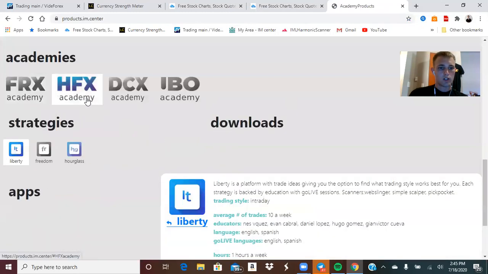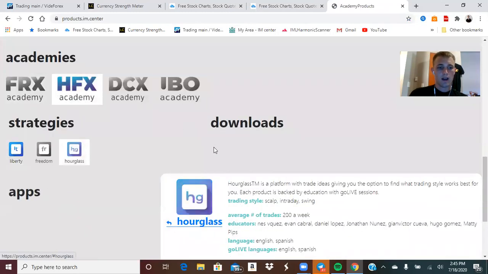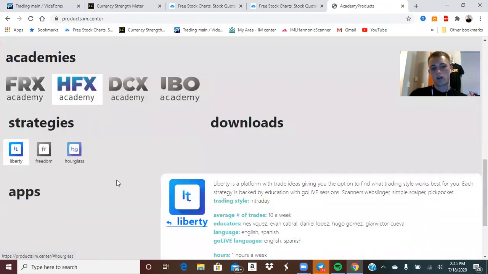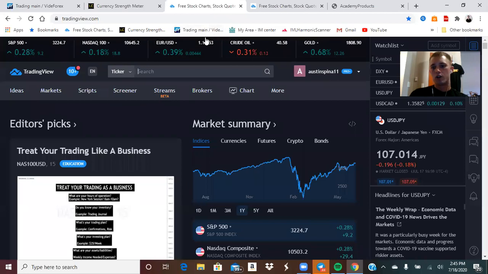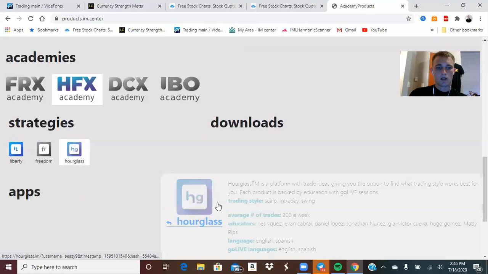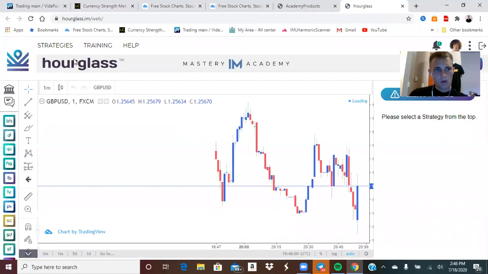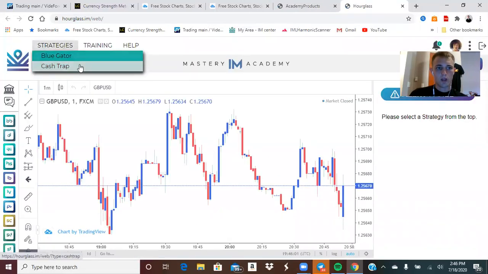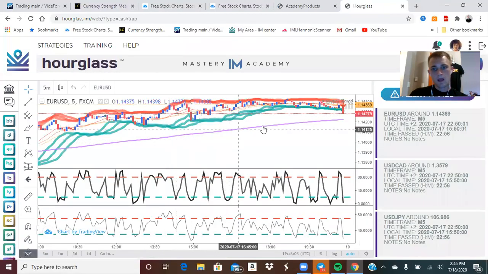Your strategies come down to HFX within the hourglass. So Liberty is where Millie Mills trades from. That's where the simple scalper is. But I have the simple scalper within my trading view. Okay, so I don't need to have that open. So I go to hourglass. There's two different strategies, Blue Gator and Cash Trap. I use Cash Trap. And that is because, okay, so it's the weekend, right?